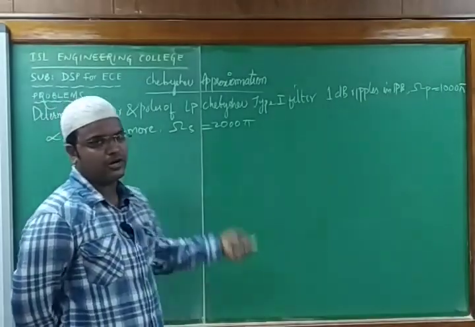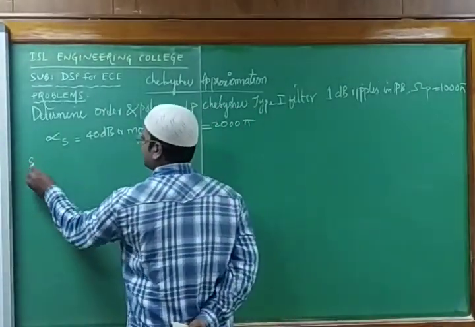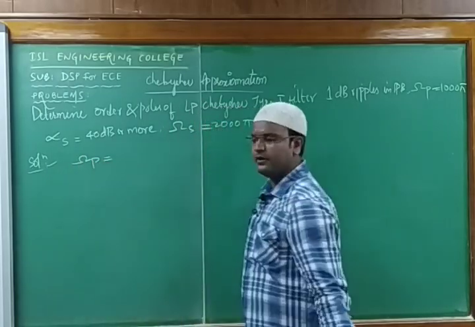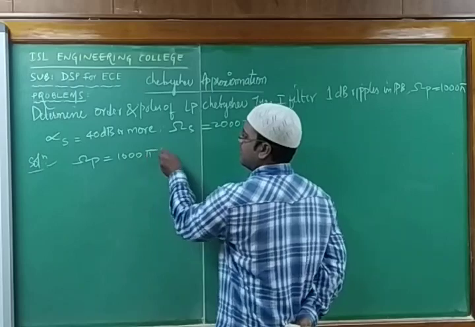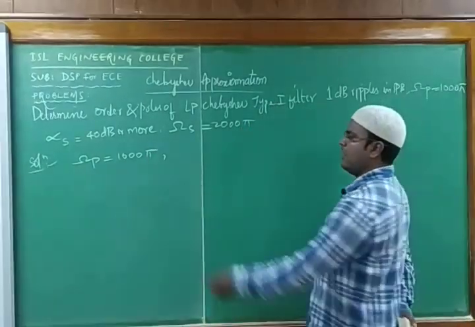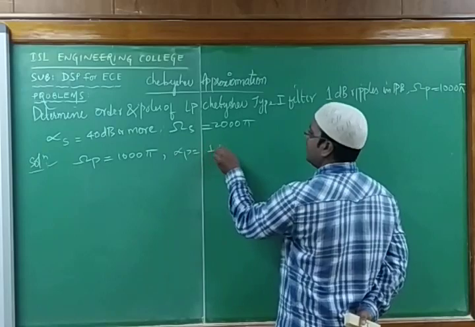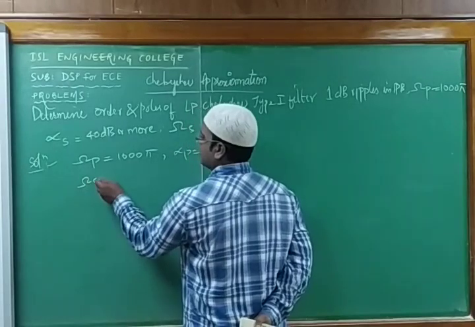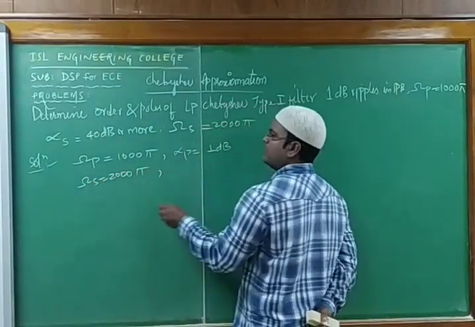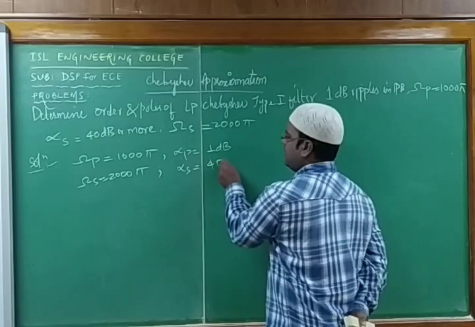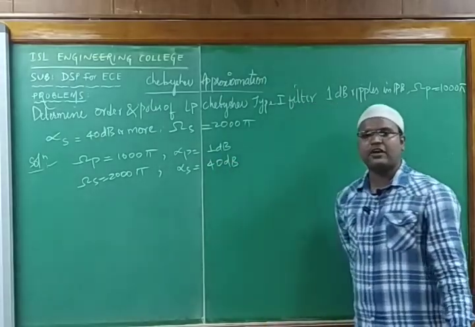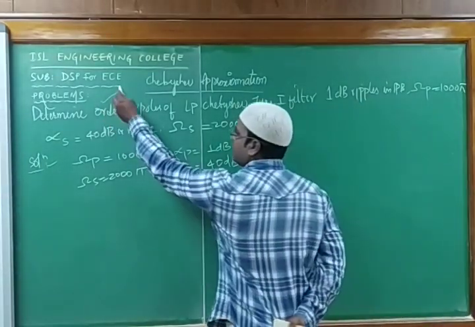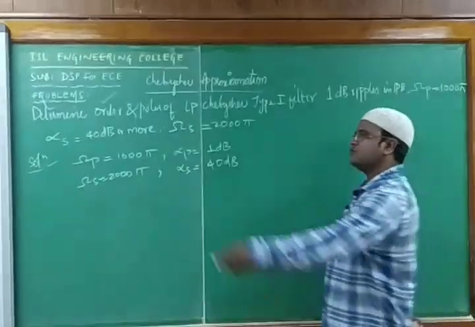To get the solution, first we write omega p, 1000 pi, with attenuation alpha p in the passband equal to 1 dB ripple. Next, omega s is 2000 pi with an attenuation of 40 dB. Since 40 dB or more was given, we use the specific value 40 dB. In the first part they asked to find the order; in the second part, the poles.